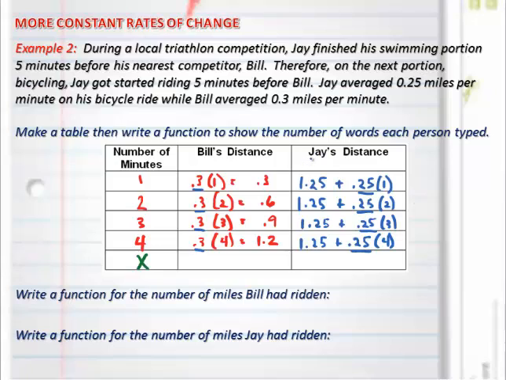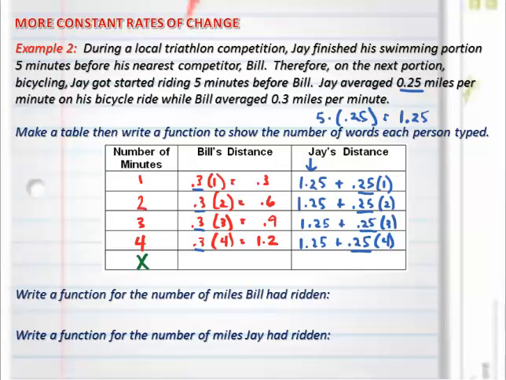But you may want to know where this 1.25 came from. Remember, it said that he had a 5-minute head start. So what I did is I did 5 times, and how fast does he go per minute? He goes 0.25. So 5 times 0.25. If I multiply those together, that means he was 1.25 miles ahead of Bill when he started. All right? So that's where that 1.25 came from.